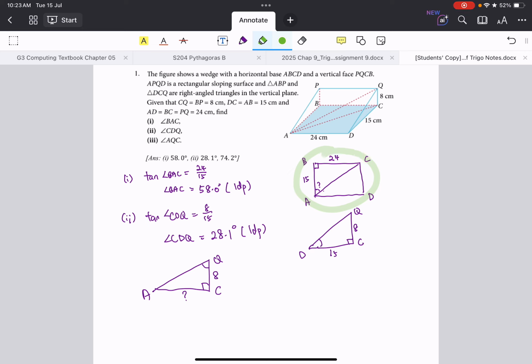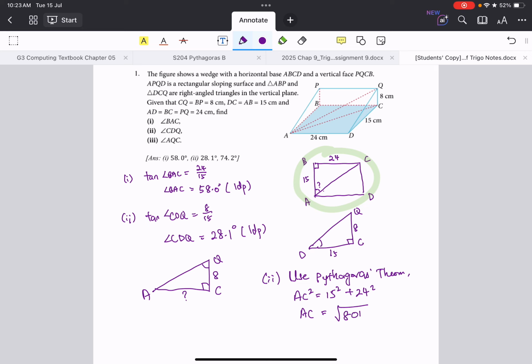Let's mark it in green. We go back to this diagram again. So in part 3, I need to find AC first, right? To find AC, I can use Pythagoras theorem. AC square is equal to 15 square plus 24 square, which tells us that AC is equal to, let me use my calculator and work it out. Okay, it will be the square root of 801.